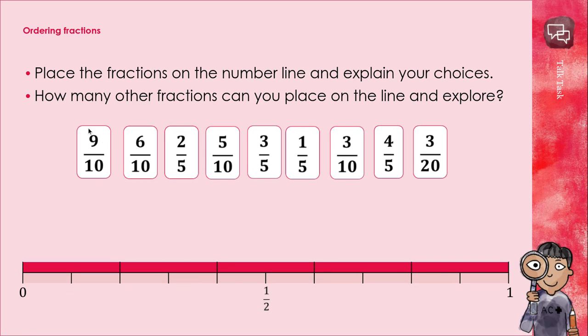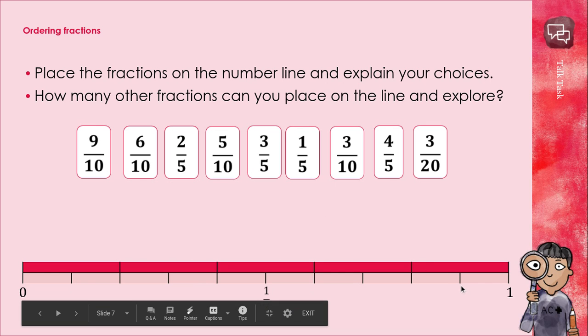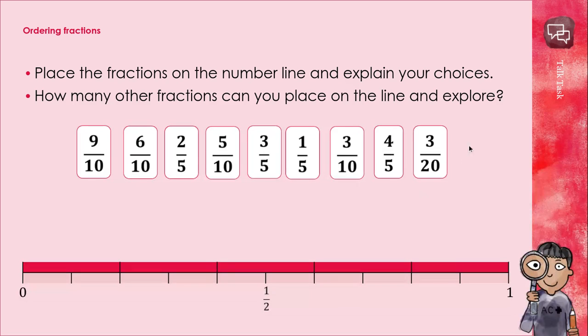For example, we might be able to identify that 9/10 is going to go down here because it's 1, 2, 3, 4, 5, 6, 7, 8, 9 of the tenths. So you can do that with the tenths and you can do that with the fifths, just identify where they would go on the number line. And then that last one, this is a challenge one, you are going to have to convert it into something first.